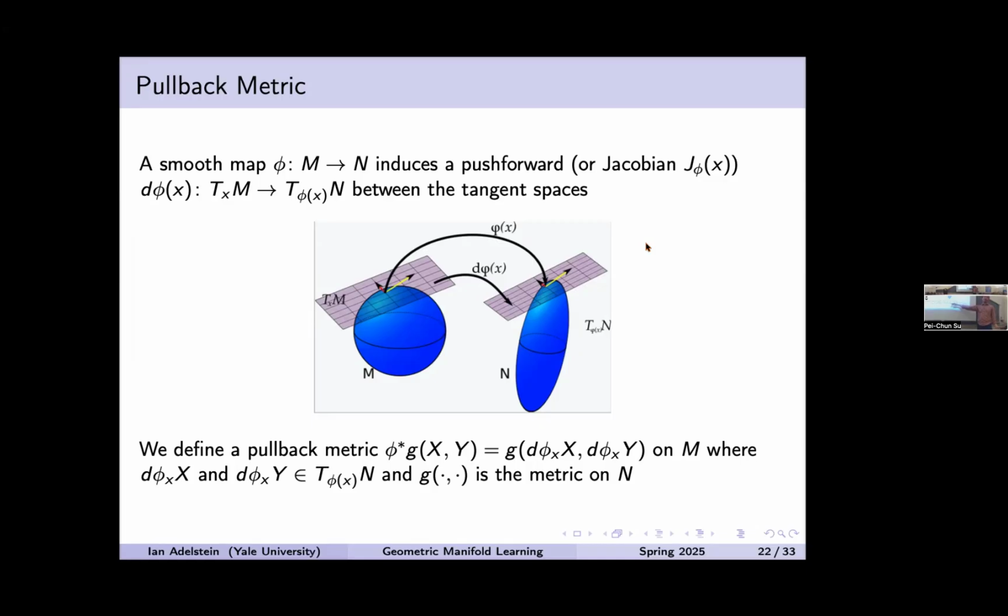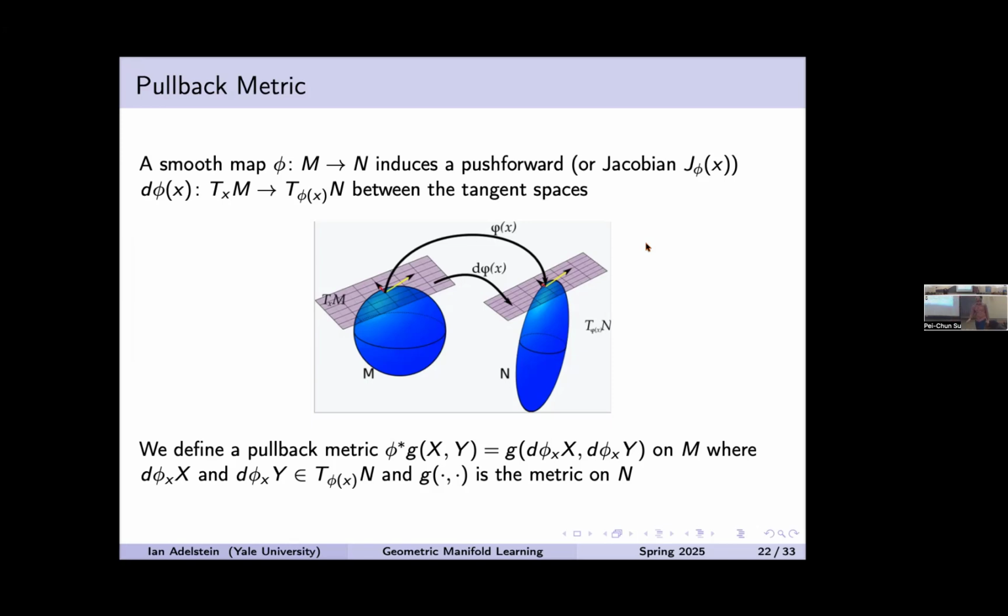Let me also define a pullback. When N has a geometry, what I mean by that is when N comes equipped with a Riemannian metric, a way to measure inner products between vectors in the tangent space, then I can induce a geometry on M, which comes just from this map. And the way it goes is, okay, here's my pullback metric. This is going to be my new metric on M. I need to say what it does to a pair of vectors x, y in the tangent space here. All I do is I push those vectors forward using the Jacobian, and I compute their inner product using the metric on N. And so in this way, geometry on N can induce a geometry on M.